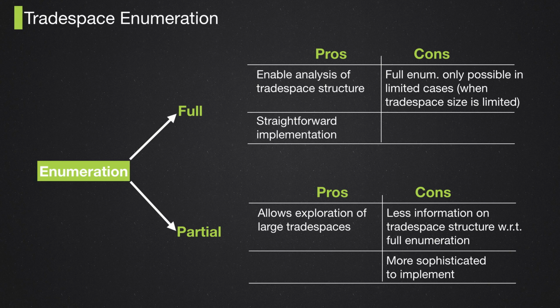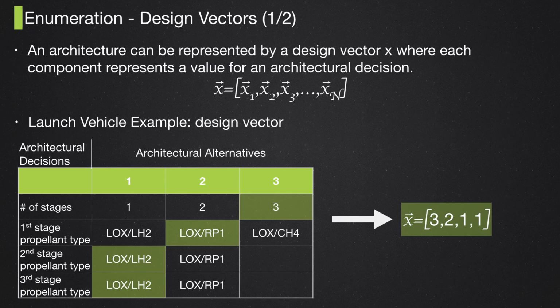So in that case, you want to resort to partial enumeration, which guides you with some logic, right? You can use some artificial intelligence logic, some decision analysis logic, or some heuristic logic. You can explore very, very large trace spaces, but there are some cons, of course. First, you get much less information on the structure of the trace space, unfortunately, with respect to full enumeration. It's more sophisticated to implement. It really becomes an art sometimes, especially with heuristic algorithms. And whereas with exhaustive enumeration you can really build some guarantee on the quality of your result, in partial enumeration this is much harder to do.